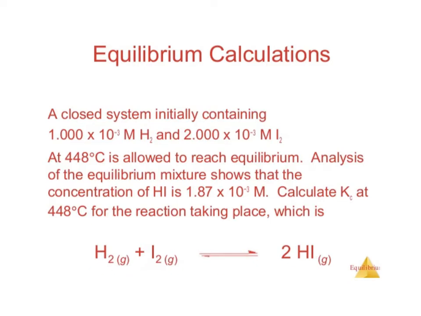Analysis of the equilibrium mixture shows that the concentration of the product is 1.87 times 10 to the minus 3. So we need to calculate K at 448 for the reaction taking place. And at equilibrium, remember, we're going to have some concentration of product and some of reactants, and it will look like the concentrations are not changing because the rate of the forward reaction is the same as the rate of the reverse reaction.